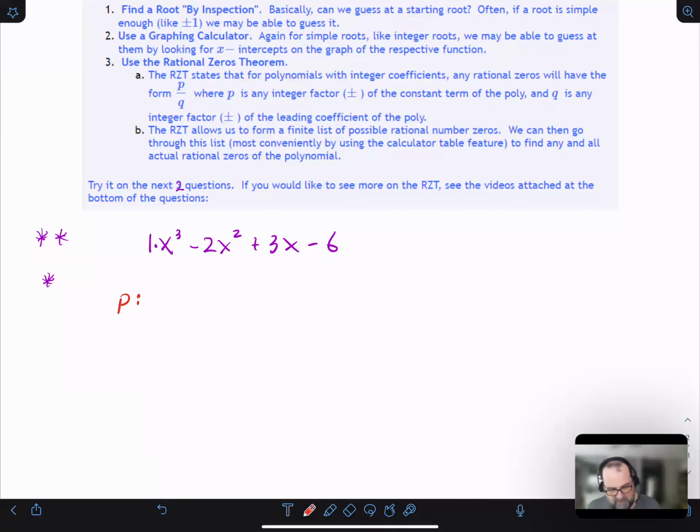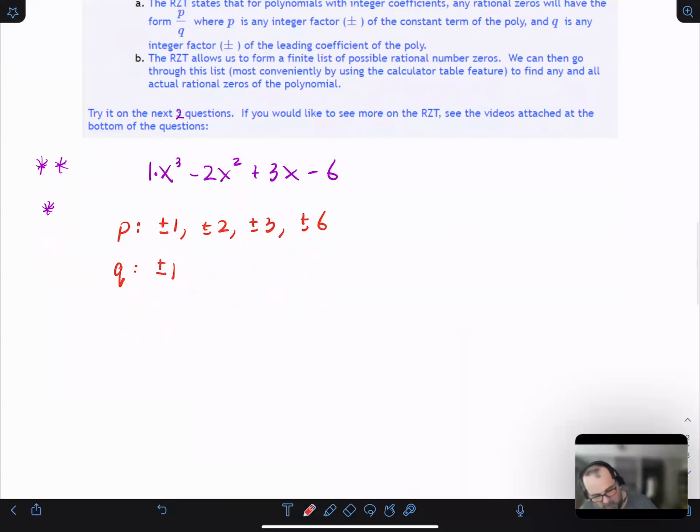The p-values are all possible integer factors of the 6 on the end, plus or minus. So it doesn't really matter if this is -6 or +6. I include all possible integer factors of the number 6. Those are plus or minus 1, plus or minus 2, plus or minus 3, and plus or minus 6. The possible q values then are all integer factors of the lead, which is just a 1. So the only possible q's are plus and minus 1.